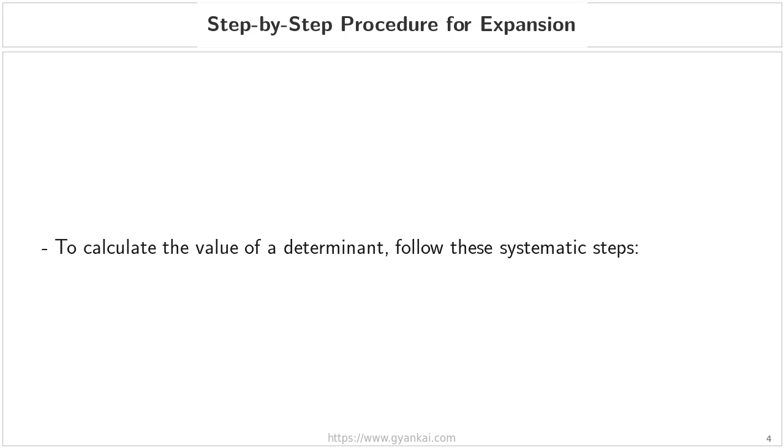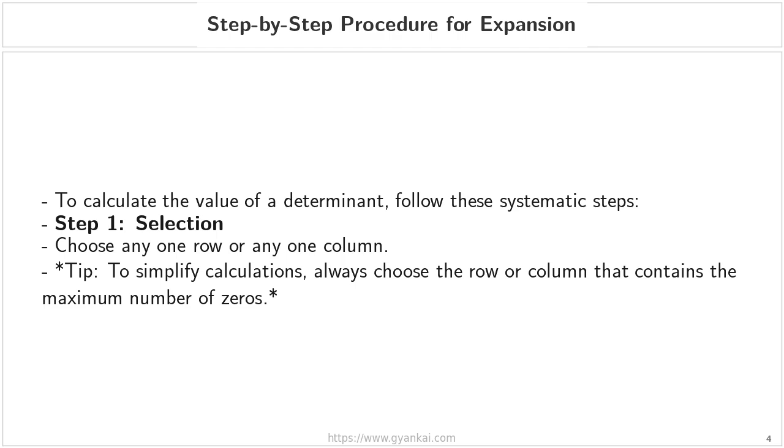Now that we understand the mathematical formula for expansion, let's break this down into a practical, step-by-step procedure so you can approach any problem with confidence. To calculate the value of a determinant, you should follow these 4 systematic steps. Step 1 is selection. You have the freedom to choose any single row or any single column to work with. However, here is a professional tip to save you time and effort. Always look for the row or column that contains the maximum number of zeros. Since anything multiplied by 0 is 0, this will significantly reduce the amount of work you have to do.